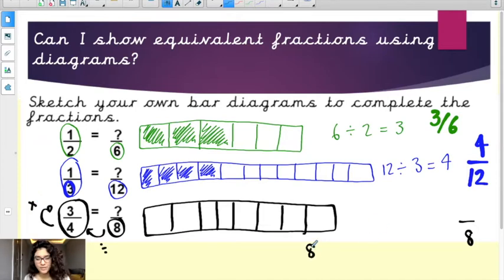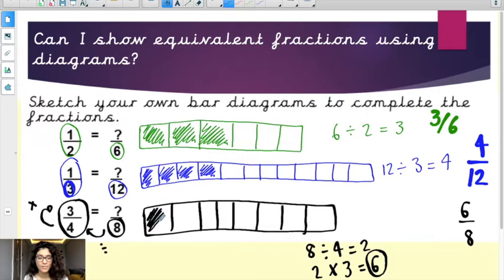So start off by dividing by the bottom number, which is 4. How many 4s go into 8? 2. Don't stop there. You multiply by the numerator, the top number, which is 3. 2 times 3, 6. So that means our answer at the end is 6 out of 8. So that means we have to shade in 6 parts of our bar. 1, 2, 3, 4, 5, 6.